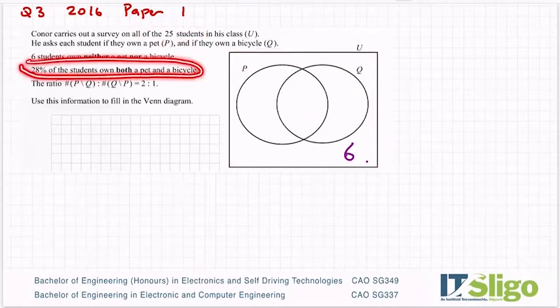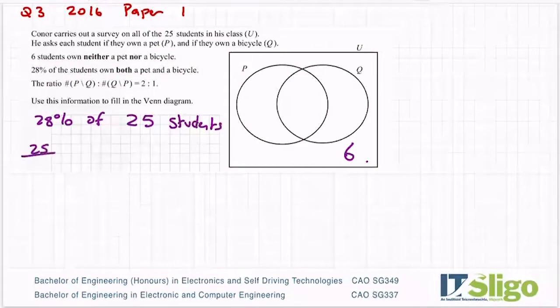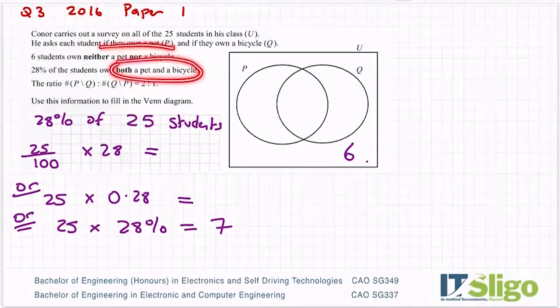28% of students own both a pet and a bicycle, okay? So we need to get 28% of the class, of all the students. However you do that, you can go 25 divided by 100 multiplied by 28, or of course you can go 25 multiplied by 0.28, or on your calculator you can go 25 multiplied by 28% or 28% multiplied by 25, it doesn't matter. Whichever way you do that, you will get 7 students. So these 7 students owned both a pet and a bicycle.